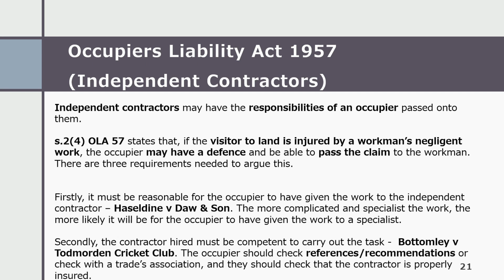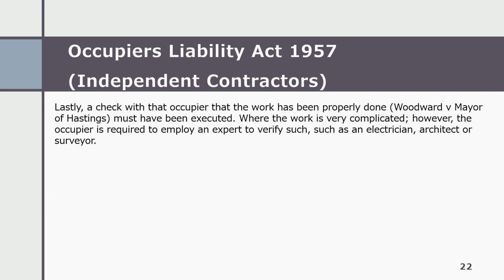v. Daw and Son. The more complicated and specialist the work, the more likely it is for the occupier to have given the work to a specialist. Secondly, the contractor hired must be competent enough to carry out the task. So that's Bottomley v. Todmorden Cricket Club. The occupier should check references/recommendations or check with the trades association, and they should check that the contractor is completely qualified and is properly insured. Lastly, a check with that occupier that the work has been properly done. So Woodward v. Mayor of Hastings must have been executed.